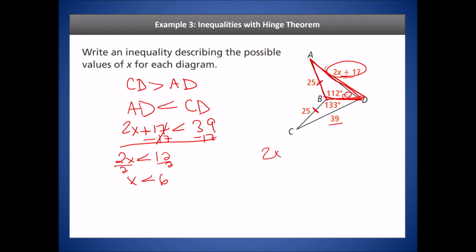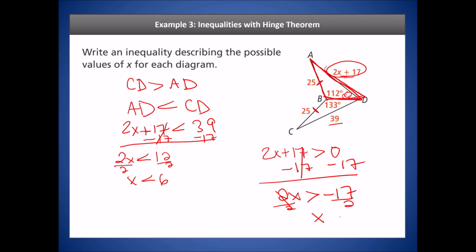So we're going to say that 2x plus 17 has to be greater than 0. It can't be equal to 0 because we no longer have a triangle. So this is the one that we're going to use. We subtract 17 on both sides, so this is greater than negative 17, and then divide by 2 on both sides. So x has to be greater than negative 17 over 2. That's the smallest that x can be, just above this number. And the largest x can be is 5.999, just below 6.